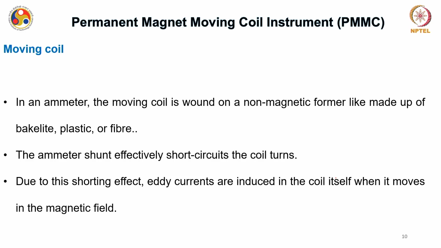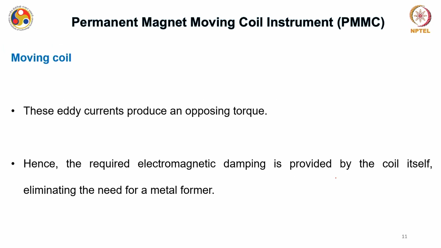The ammeter shunt effectively short circuits the coil turns, and due to this shorting effect, eddy currents are induced in the coil itself when it moves in the magnetic field. So you do not require a separate metal former for providing this eddy current or electromagnetic damping. These eddy currents produce an opposite torque, and hence the required electromagnetic damping is provided by the coil itself, eliminating the need for any metal former.